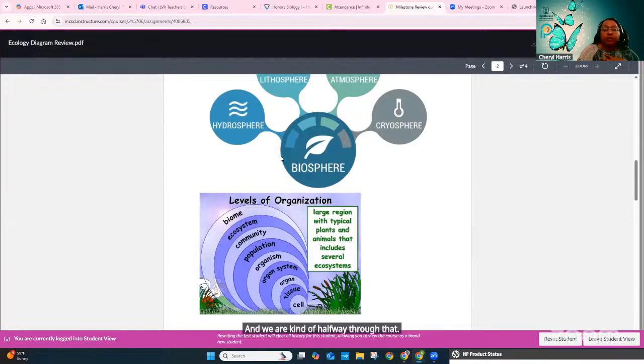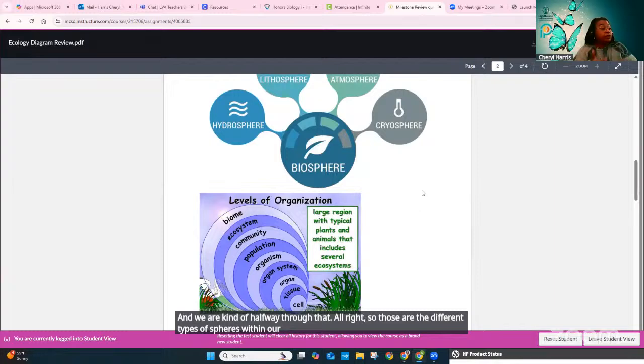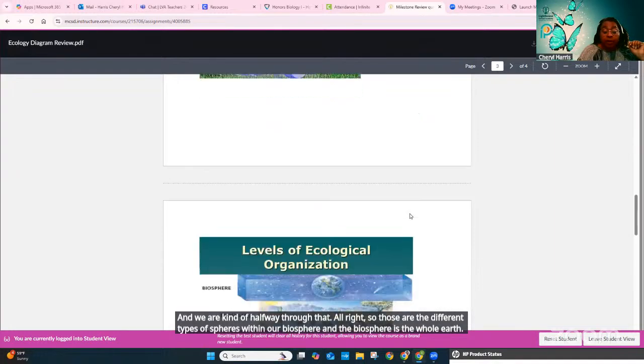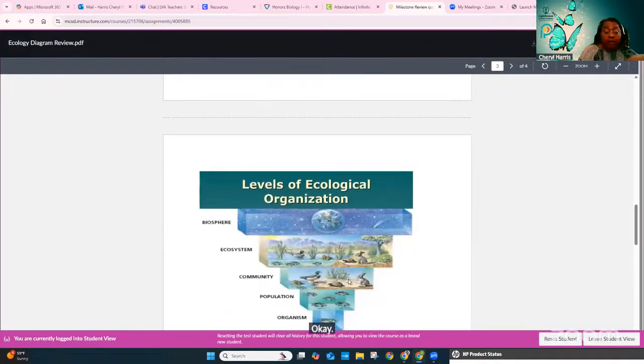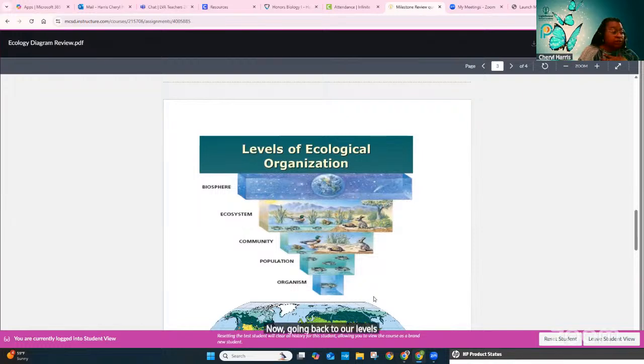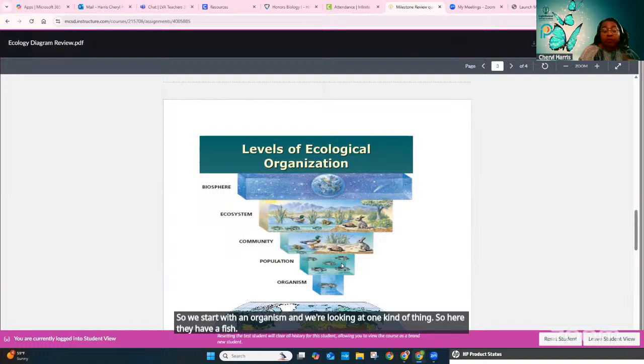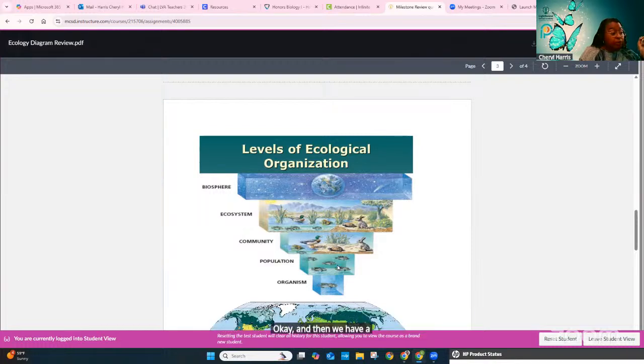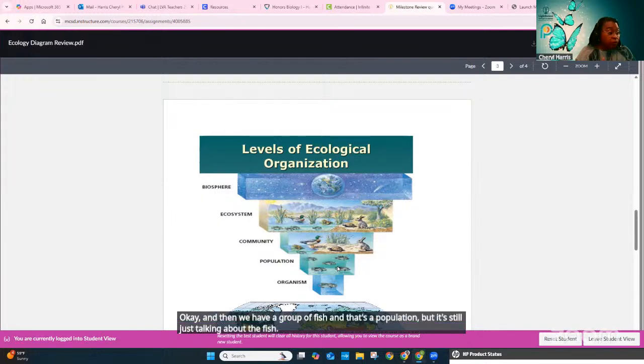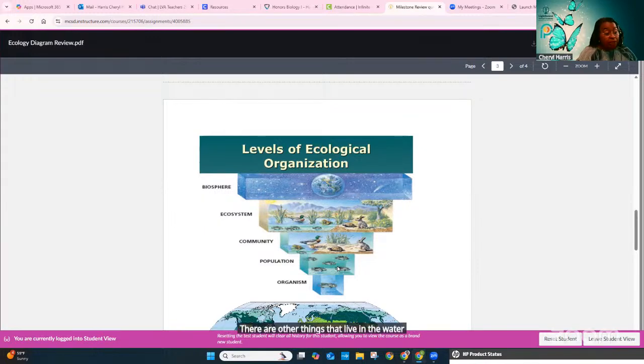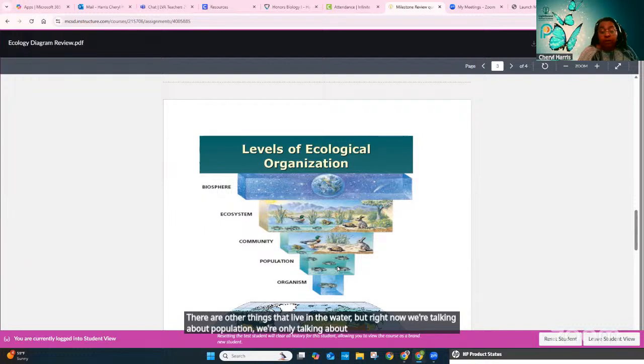All right, so those are the different types of spheres within our biosphere, and the biosphere is the whole Earth. Okay, now going back to our levels of organization, this is just a visual kind of like what I said with the frog. So we start with an organism and we're looking at one kind of thing. So here they have a fish. Okay, and then we have a group of fish, and that's a population, but it's still just talking about the fish. There are other things that live in the water, but right now, if we're talking about population, we're only talking about one kind of organism.